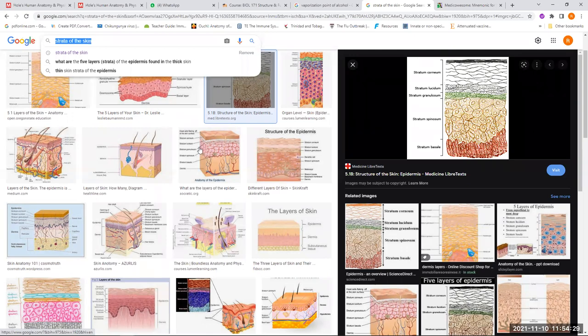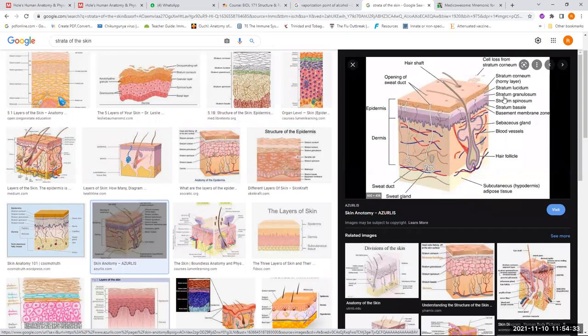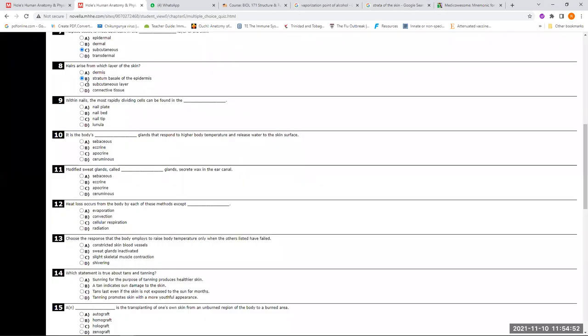If you look at it here, even in this one, you would notice that the stratum basale is shown here. It's a dark layer. It lines the area from where the hair comes out. So this actually comes out from the stratum basale, the base layer. And that is quite true. All right, so do remember that one. That's a tricky one. It comes out from the stratum basale of the epidermis.